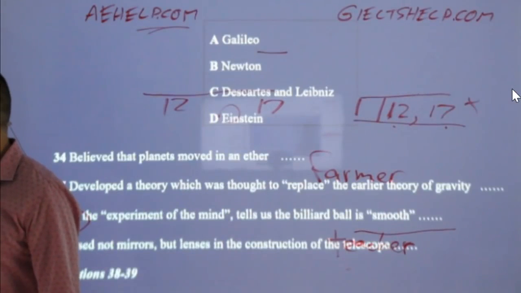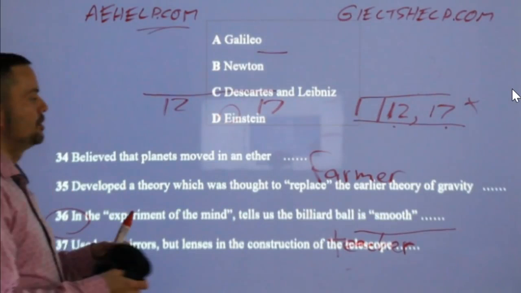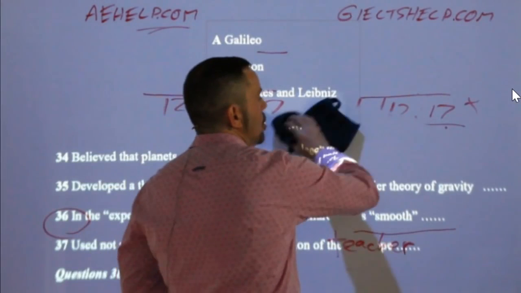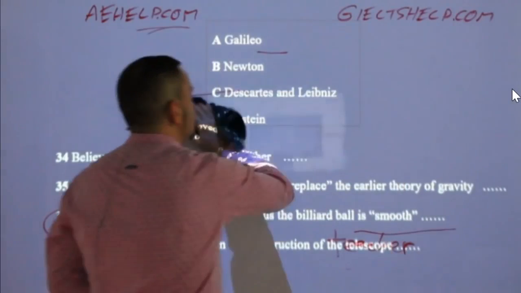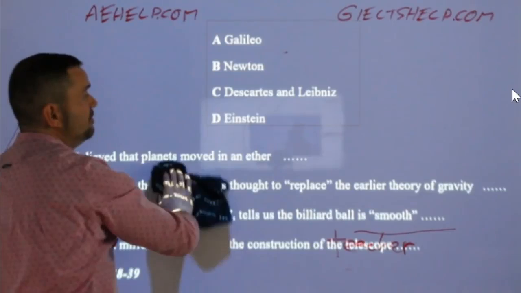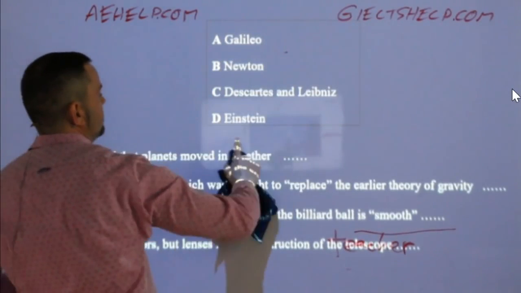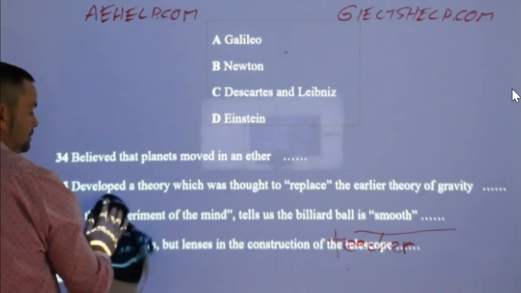Here, you had to match the person. So this is matching a person to what they're known for or their activities. We have 5 people. We have 4 choices. We have Galileo, Newton, Descartes, and Leibniz. We have Einstein.